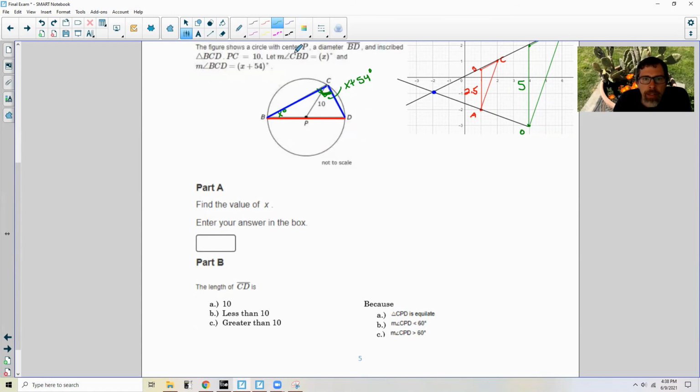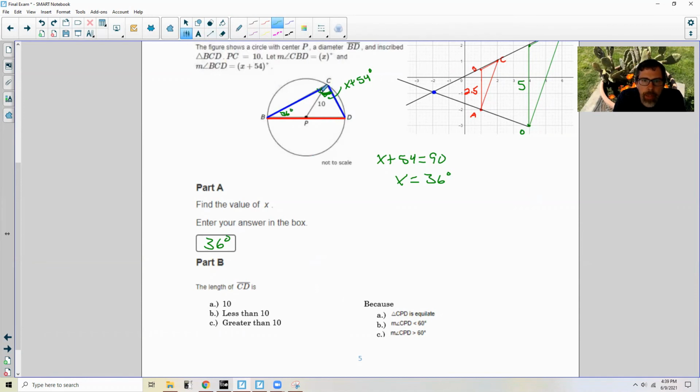Okay. And it said, let the measure of angle CBD be x and the measure of angle BCD be x plus 54. So now I know that x plus 54 equals 90 degrees. And that's how you do this problem. So you say x plus 54 equals 90. Subtract 54 and we get 36 degrees. So x is 36 degrees. And then it says, what is the length of CD? Well, if x is 36 degrees, let me put 36 in.